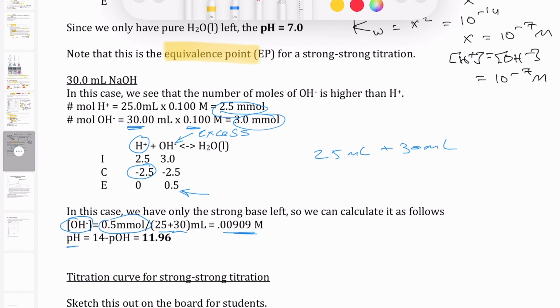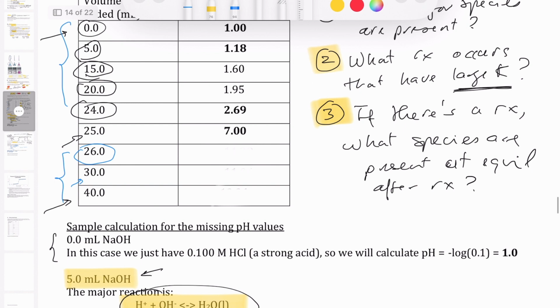So what's the pH? Since I have an OH minus, I have to use the 14 minus pOH calculation. It's just calculating a strong base solution. And so what I have is a pH of 11.96. So that should be what you get when you do the calculation for 30 milliliters NaOH added. What I want you to do is complete the other two values there for 26 and for 40, and you should find 11.29 for 26 and 12.36 for 40.